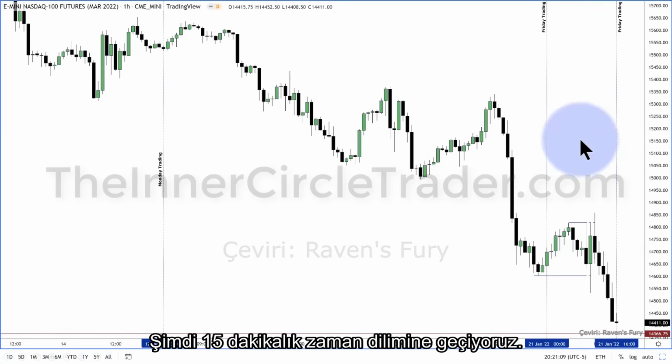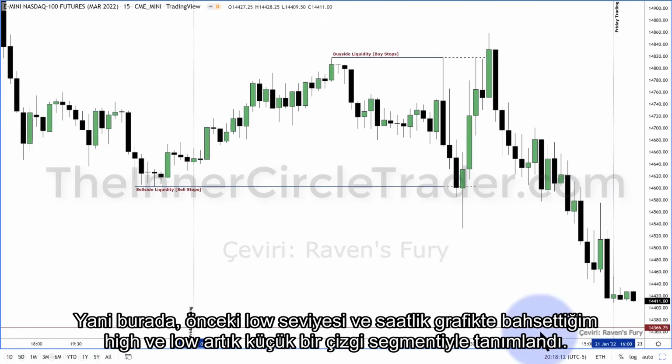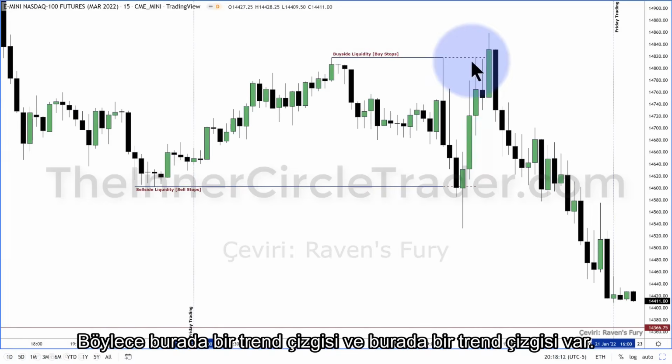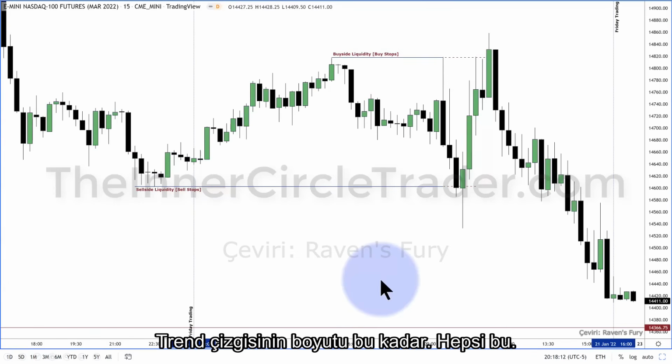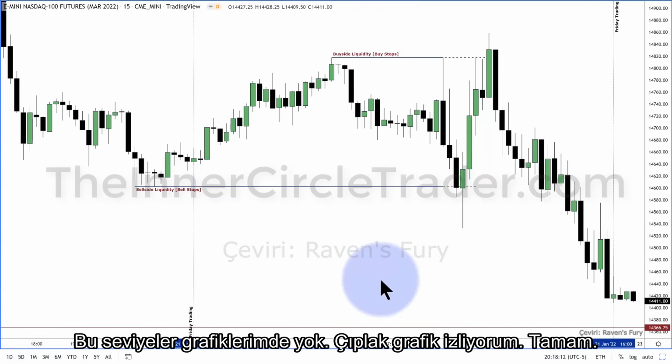So we're going to drop down into a 15-minute time frame. So that same old low level down here, and that high that is mentioned on the hourly chart, and the low on the hourly chart, is now defined with a small little line segment. Okay, so we have a trend line here and a trend line here. That's the extent of a trend line. That's it. I only use them to highlight to my students. These levels are not on my chart. I'm watching a naked chart.